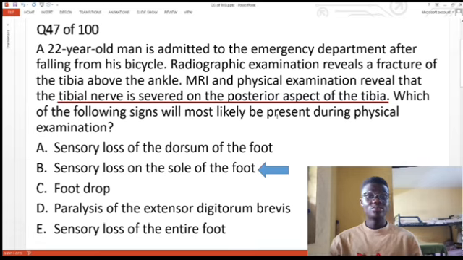Paralysis of the extensor digitorum brevis. There are majorly two muscles on the dorsum of the foot: the extensor digitorum brevis and the extensor hallucis brevis. Both of these muscles are supplied by the deep peroneal nerve. They don't have any business with the tibial nerve. Sensory loss of the entire foot, that's not possible. It's only the sole of the foot that you are going to have a sensory loss. The dorsum of the foot is still going to be very well okay because the peroneal nerves were not affected.